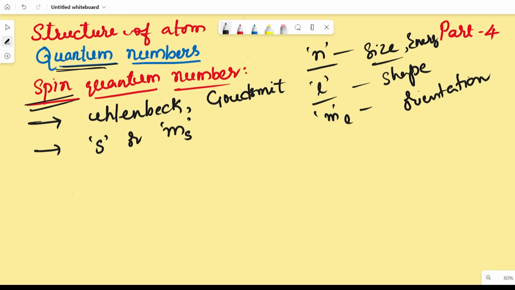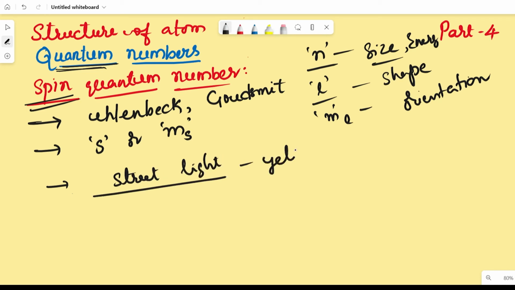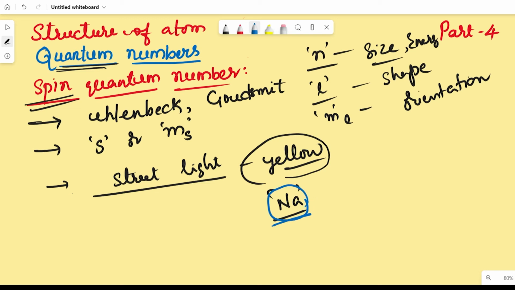Already while explaining the electromagnetic spectrum, line spectrum, all those things, I told you one point. While observing the street lights, what are we observing? It gives a yellow color flame, right? This yellow color flame is due to the sodium vapor. I told you this point. Is it clear? Because of the sodium line spectrum, this is nothing but a line spectrum. Different elements have different wavelengths, and because of the different wavelengths only they exhibit different colors. So sodium gives a yellow color flame because of its wavelength.